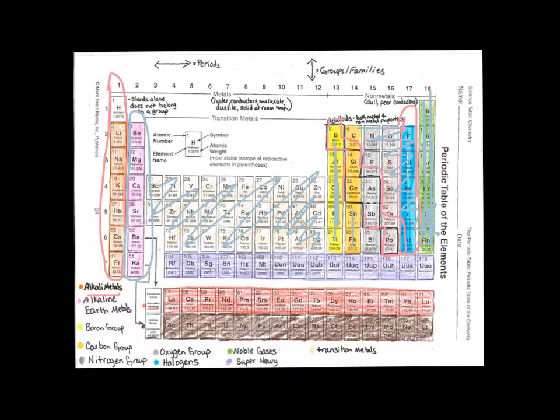The final group is the noble gases, and those include helium, neon, argon, radon, xenon, and krypton. And those have a full outer shell and do not form bonds with other elements usually.